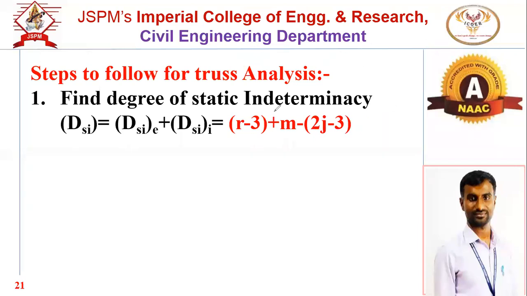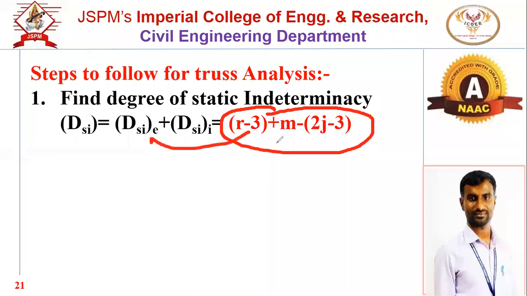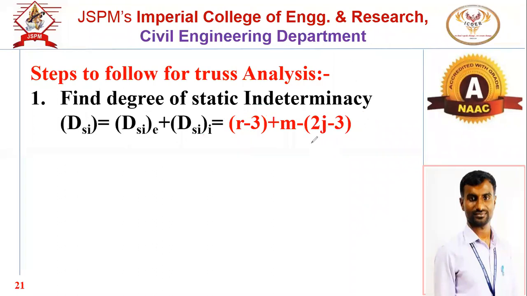And how will we find the DSI? Using this formula: R minus 3 plus M minus 2J minus 3, where R minus 3 is DSI external and M minus 2J minus 3 is DSI internal. R is the number of unknown reactions, M is the number of members of a truss, and J is the number of joints including supports. This is the first step. If you do even this much, you will get half a mark or 1 mark, depending on the marking scheme. For INSEM or ENDSEM examination, for this step 1 mark is awarded, provided the numerical is for 10 marks. 1 mark is for the correct identification of DSI.